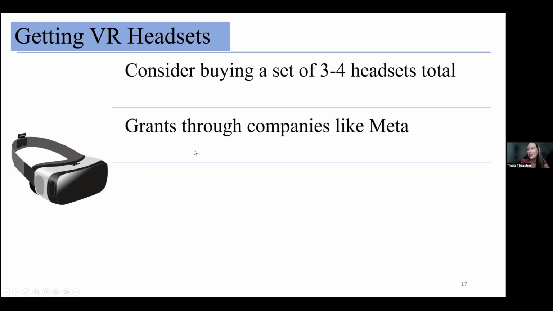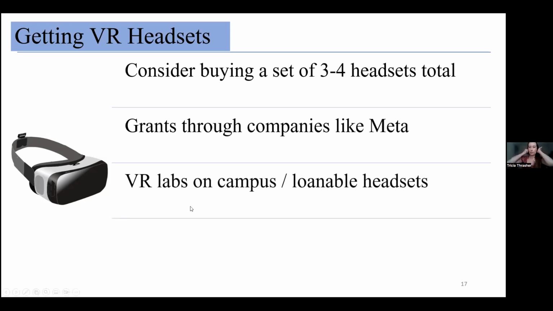Unfortunately, it's only the US, that's the stipulation of the grant, but these types of companies are trying to donate headsets to schools. So reach out to their education departments and just ask. You'd be surprised at how many you could potentially get.